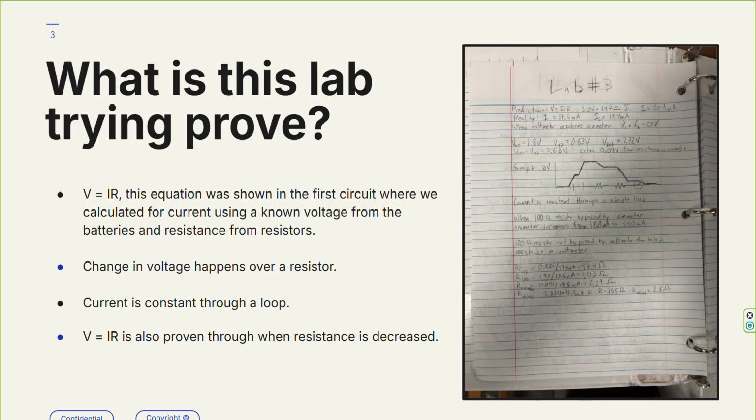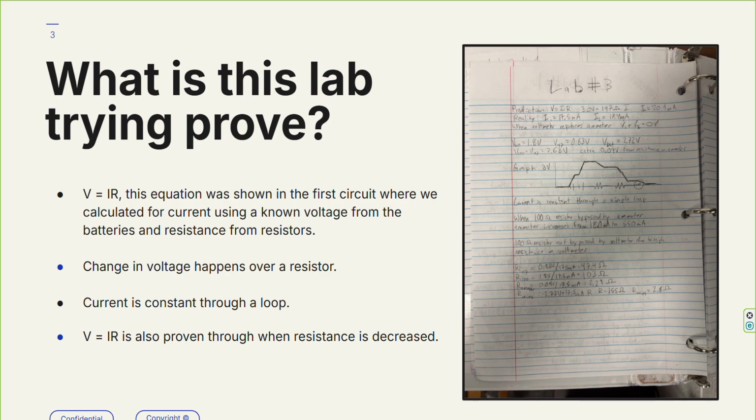And we did find that this was pretty constant throughout the entire loop. It didn't drop from before the 100 ohm resistor to after the 100 ohm resistor. Whereas this was different with voltage, which did drop after each resistor, which you can see we notated. So it shows that voltage changes over resistors in a loop. Current is constant through a loop. We saw that from the fact that we tested different parts of the loop and it still stayed at 17.5 milliamps.